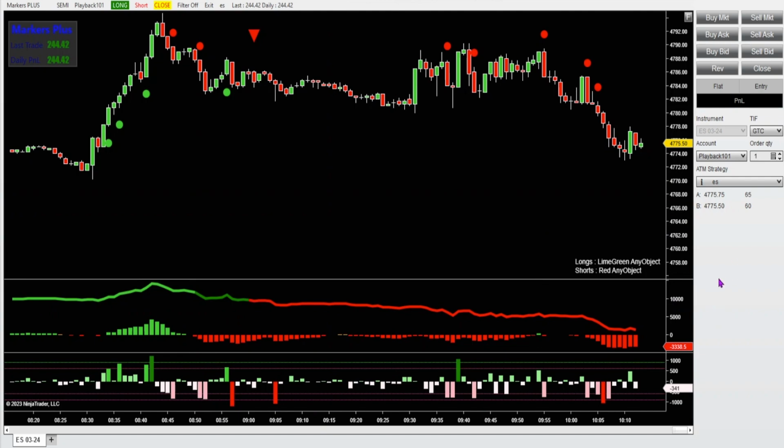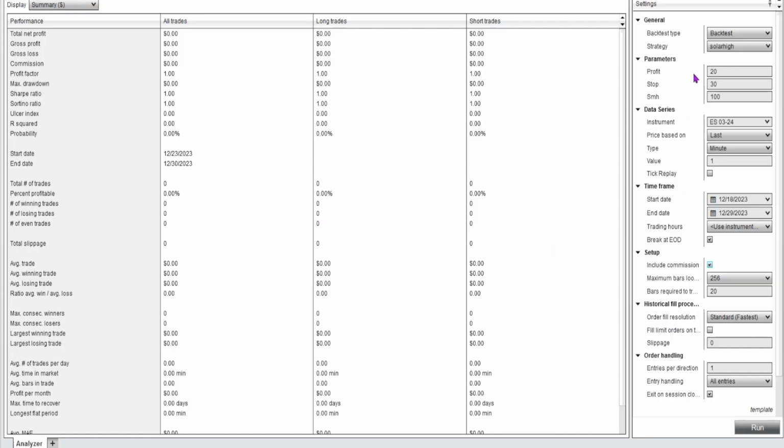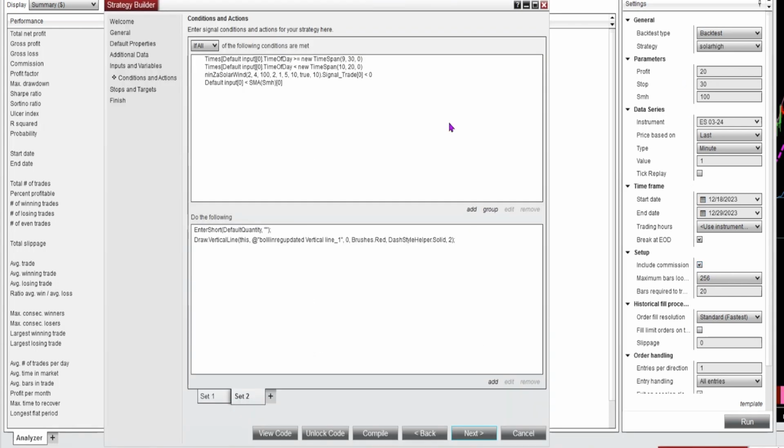I'm not sure. Someone else in the comments was mentioning creating a strategy using the solar wind, and then also having a higher time frame kind of filter out the results. So you could do something like that in Markers Plus, or you could also just use the built-in strategy builder. I've got this strategy set to trade from 9:30 a.m. to 10:20 a.m. I've got two conditions.